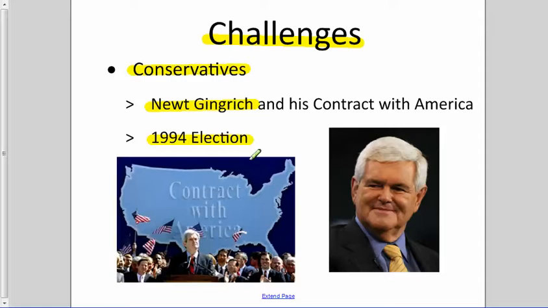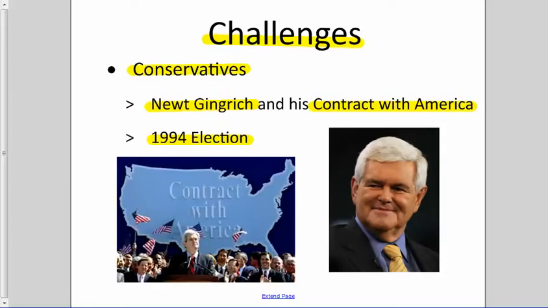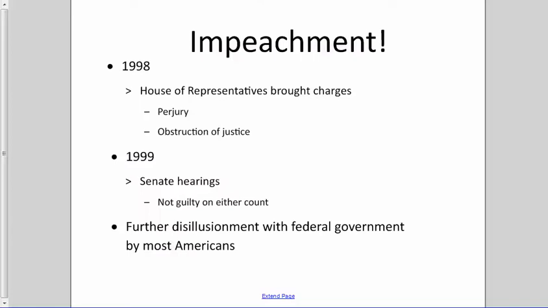And Newt Gingrich and the conservatives came up with this Contract with America and the things they would do for America to help them, and ran on that platform and actually took control of the House of Representatives again in 94. This becomes an issue because they maintain control of the House, and they are able to bring charges against Clinton to impeach him.